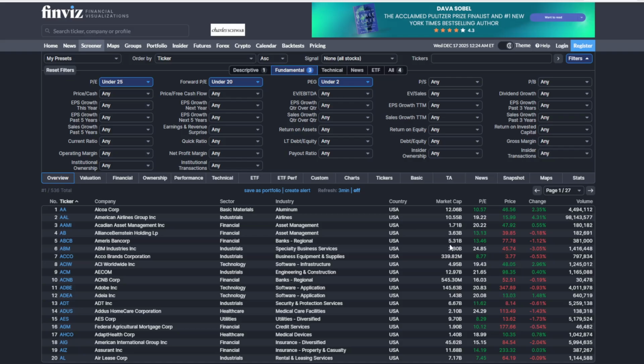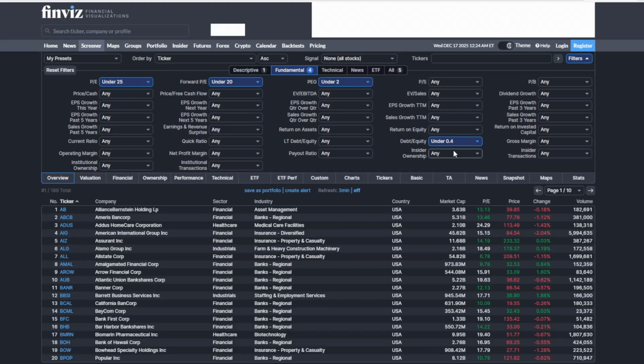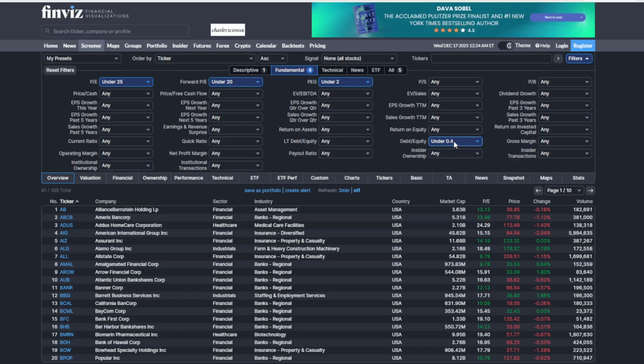We're going to say we want that to be under 0.4. Some stock screeners are going to call this 40%. It's the same thing. But we want that to be under 0.4 or under 40%. Basically, what that means is for every dollar that they have in equity, they have under 40 cents in debt.